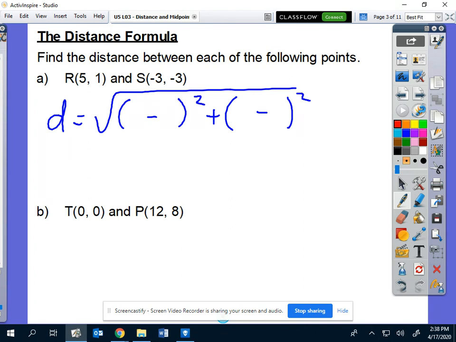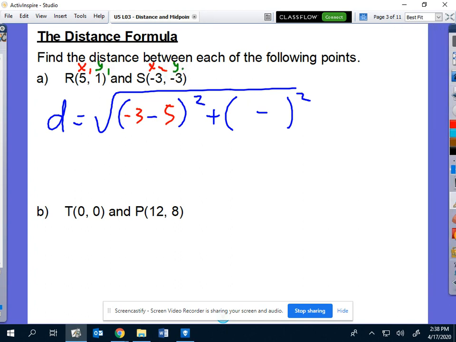So if you need to, label your points. So this is x1 and this is x2. So if x2 is negative 3, I'm going to take negative 3 minus 5, right? Negative 3 minus 5. And then come back to my y's. This is y1 and this is y2. So also negative 3 minus 1 in this case.